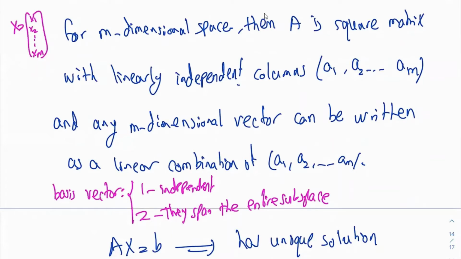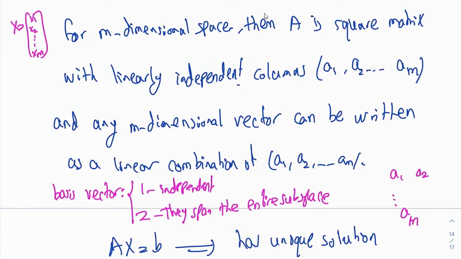Then it means, how many columns should we have? Let's name the columns A1, A2, all the way to how many columns? This was an important theorem for a basis and independence, right? This means that you should have exactly m columns. If you are in m-dimensional space, you can span the entire subspace with m vectors, right?